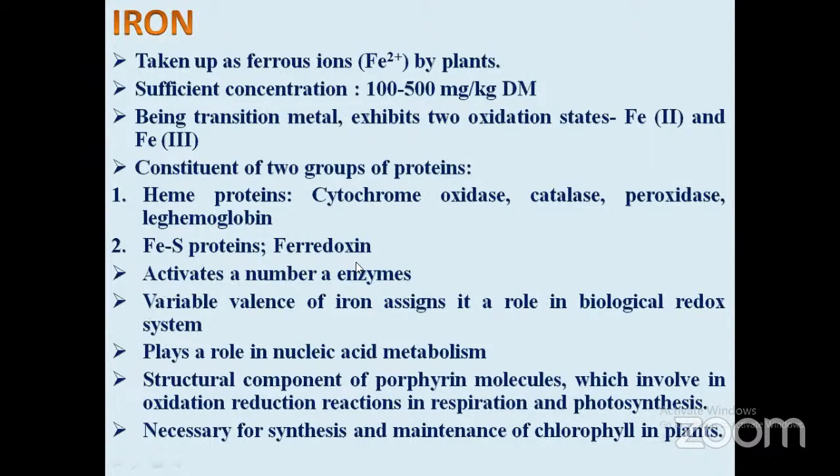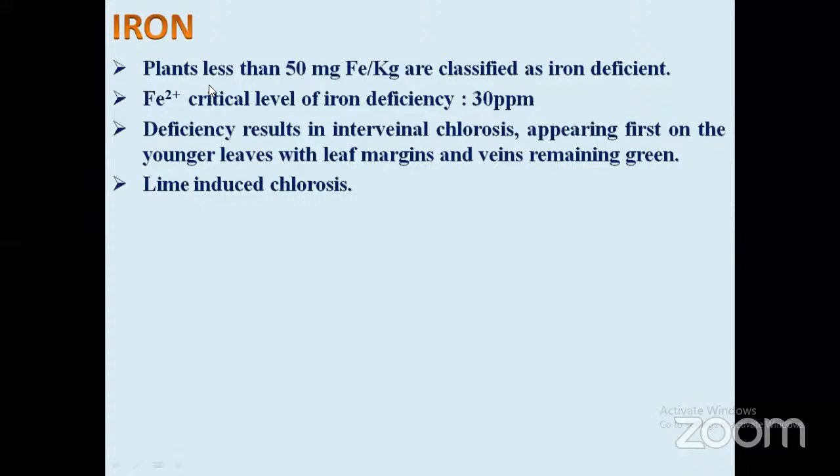So iron is a component of hemeproteins and of the iron-sulfur protein, ferredoxin. This iron activates a number of enzymes, and because of its variable valency, it is assigned the role of a biological redox system. Since it has variable valency, 2+ and 3+, it has a role in the redox system. It plays a role in nucleic acid metabolism, and it is a structural component of the porphyrin molecule, which is involved in oxidation-reduction reactions in respiration and photosynthesis, and it is necessary for synthesis and maintenance of chlorophyll in plants. Now, plants having less than 50 ppm of iron are classified as iron deficient.